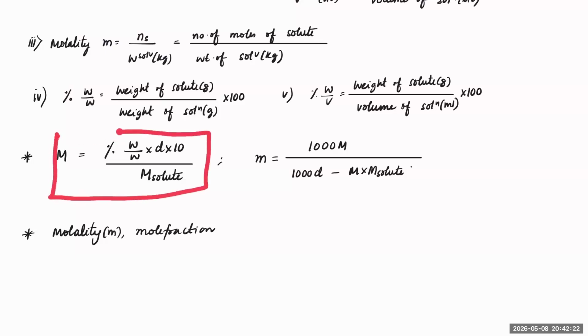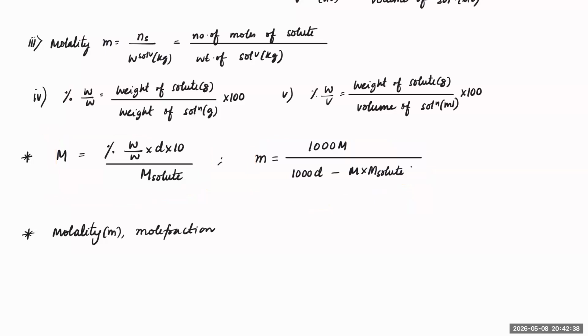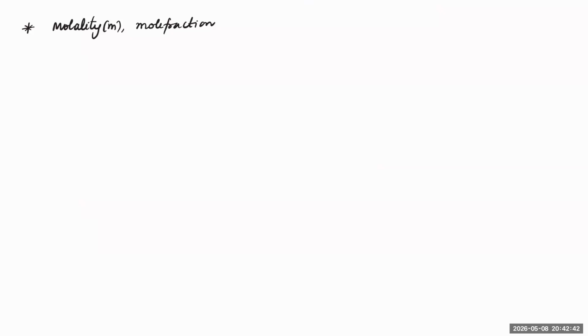Molarity is percentage weight by weight into D, which is the density of the solution, into 10 by the molar mass of the solute. Molality, on the other hand, is 1000 times molarity divided by 1000 times density minus molarity into the molecular weight of the solute. Okay, now molality and mole fraction, how they are related, let's see.